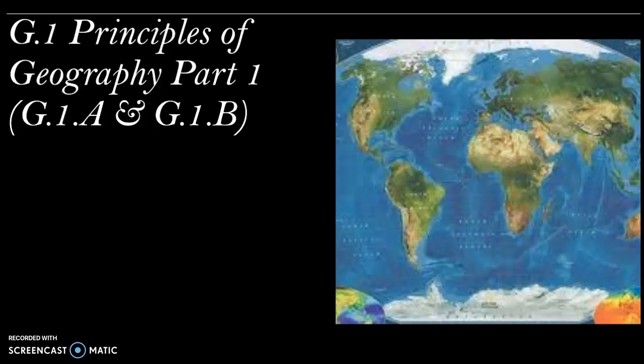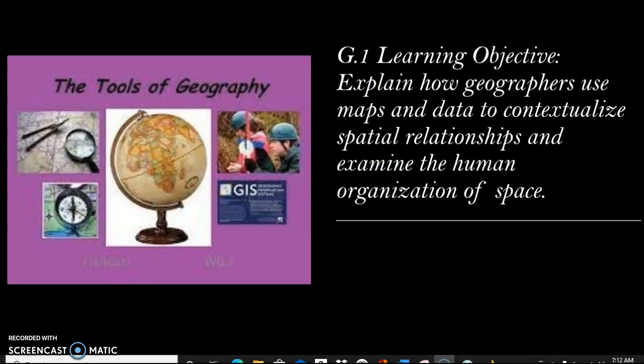These notes are on G1, Principles of Geography, and this is just on G1A and G1B. So the learning objective for G1 is to explain how geographers use maps and data to contextualize spatial relationships and examine the human organization of space.